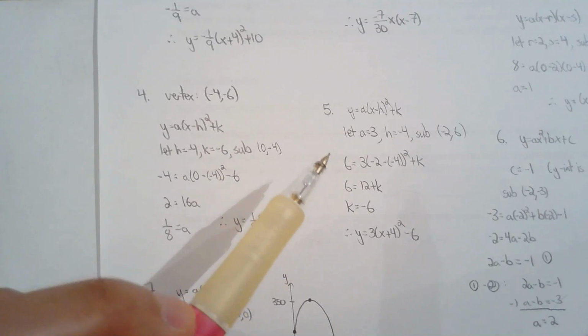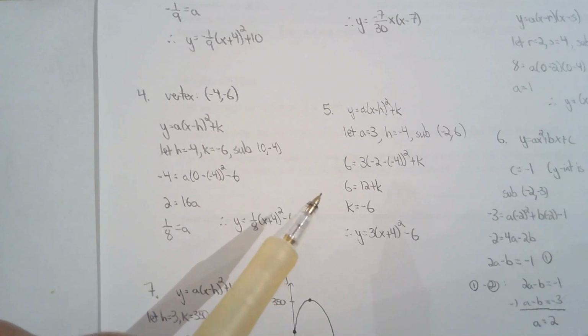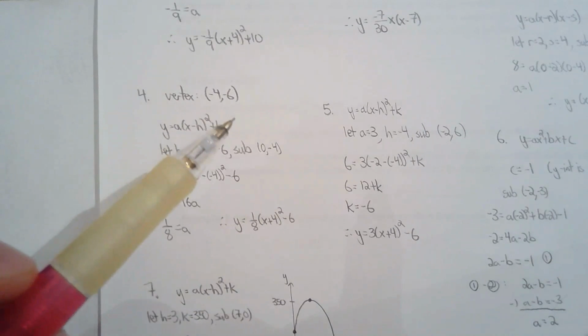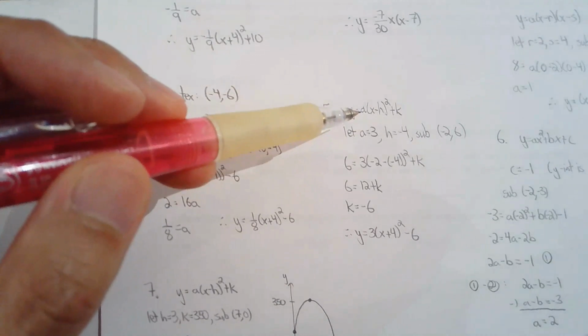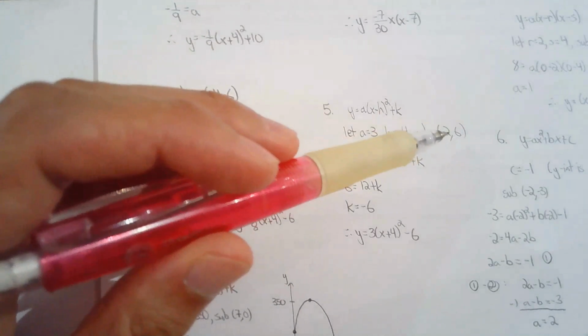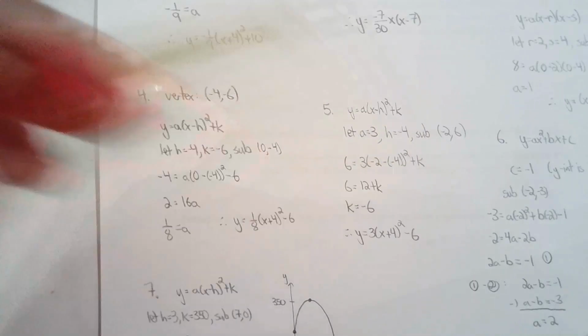For question 5, I'm told that the parabola is congruent to this other parabola. Well, if the shapes of the two parabolas are congruent, what they're really saying is the vertical stretch factor, or vertical compression factor, are the same. So once I have a, and I have h, and I sub in the point, then I can actually solve for k.